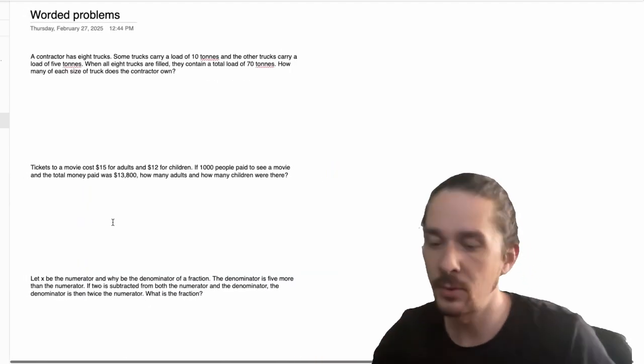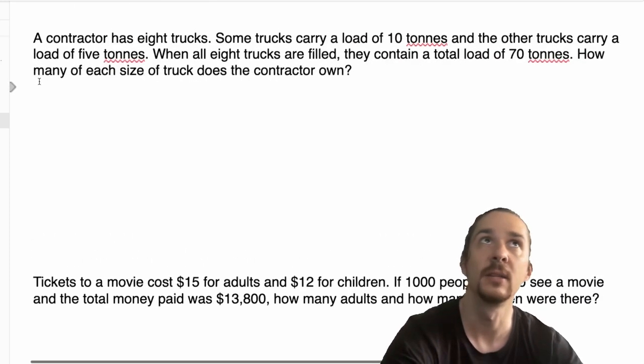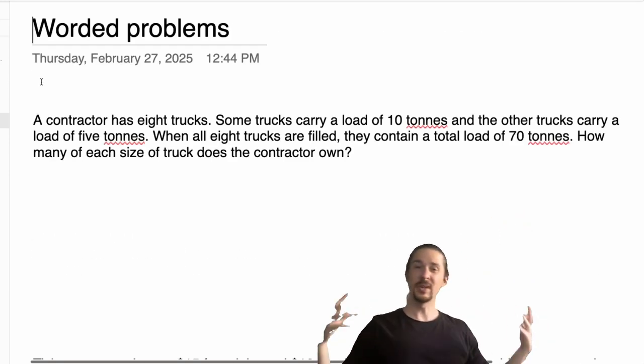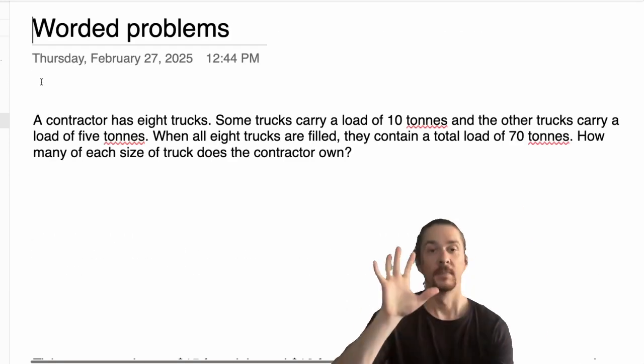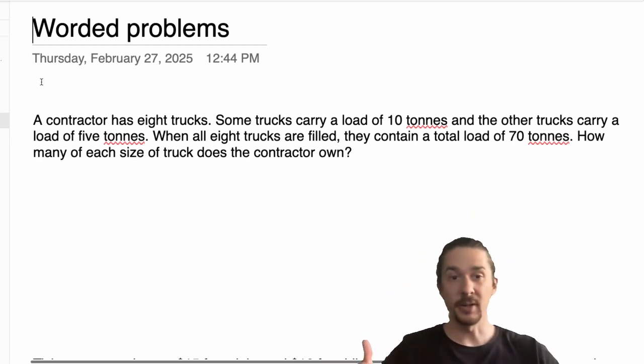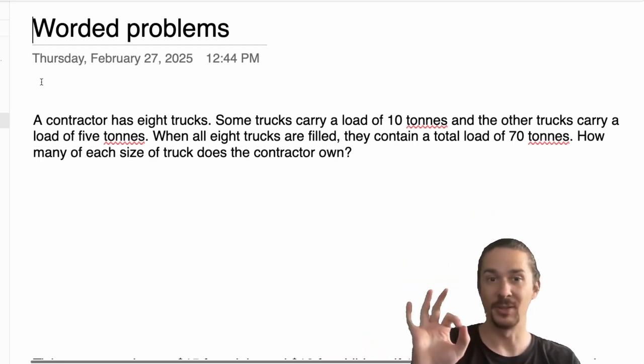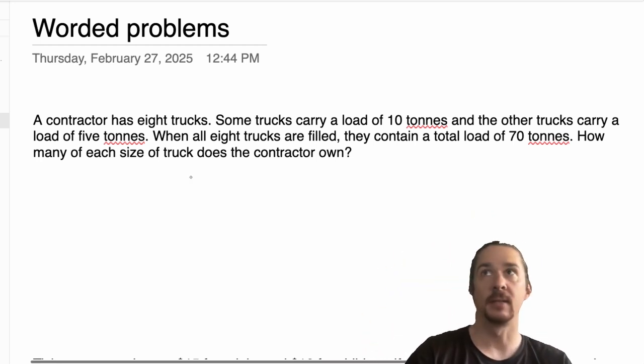The next examples that we're going to look at here are worded problems, which means that they're going to be a little bit more annoying because we have to figure out what the equations are to start with. In my experience, for a lot of students, this is the hardest part, taking the questions and figuring out the equations. Dude has 8 trucks. Some can carry 10 tons and some can carry 5 tons.